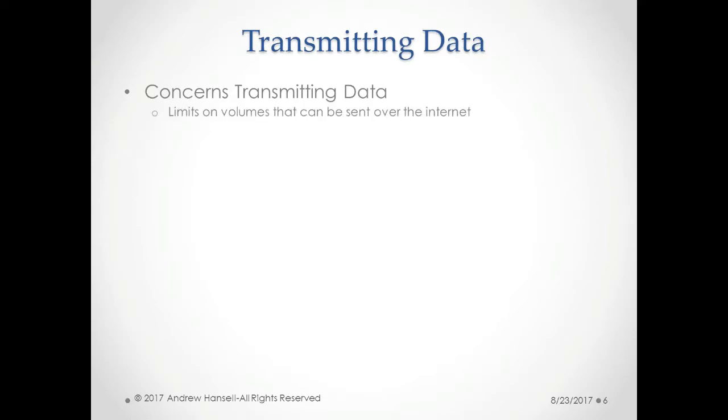So once we have our data collected, the next step is going to be transmitting that data. There's a number of concerns when you're transmitting data. Many times people are going to try and send data over the wire at this point, over internet, but there can be limits in terms of the volume that you can push over the internet. You're going to want to make sure that your data is encrypted.